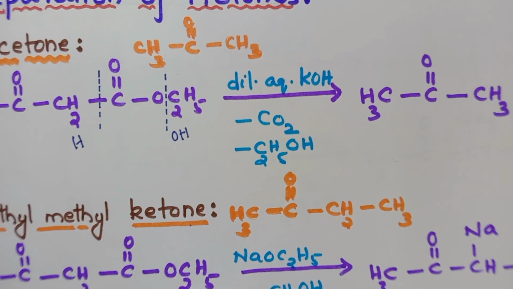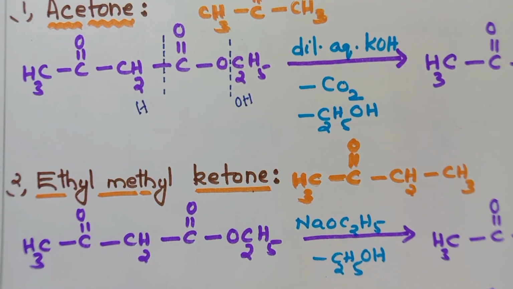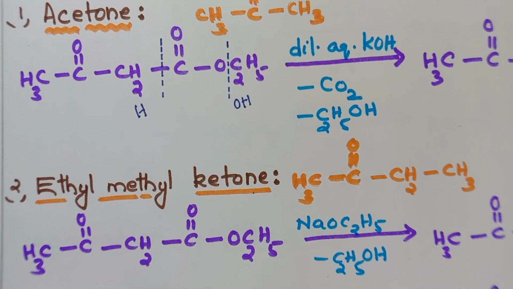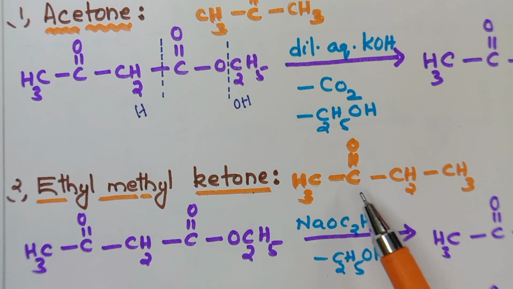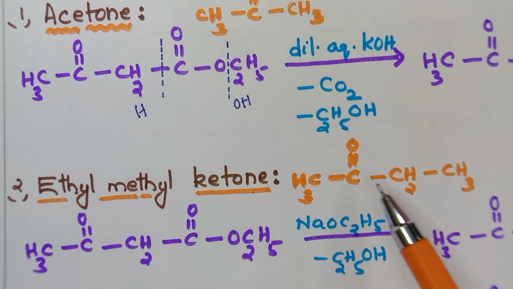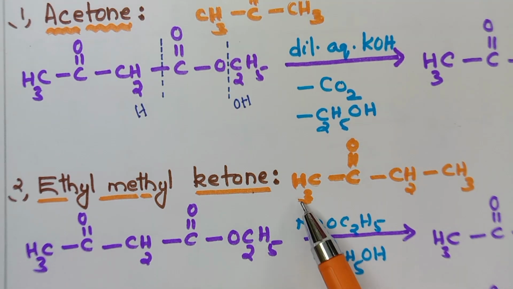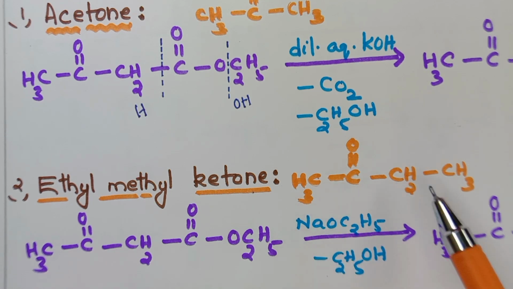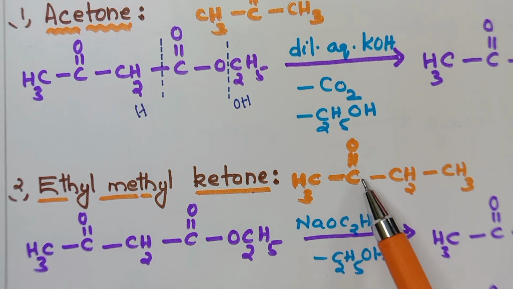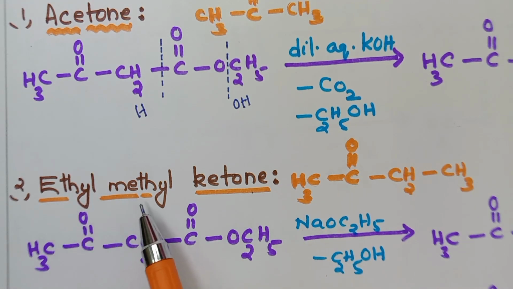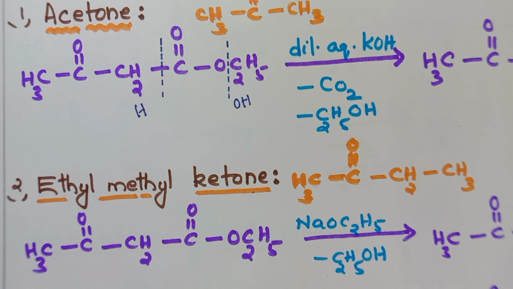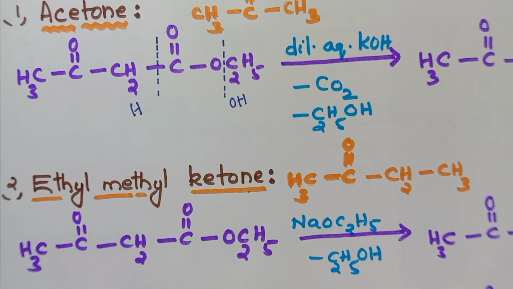Yes. Second one, put the side heading ethyl methyl ketone. What is the formula of ethyl methyl ketone? CH3, C double bond O, CH2, CH3. This is the ethyl group, this is the methyl group. So, ethyl methyl ketone. We follow alphabetical order, so that's why we named it like this, not methyl ethyl ketone, but ethyl methyl ketone. How to prepare ethyl methyl ketone from acetoacetic ester?